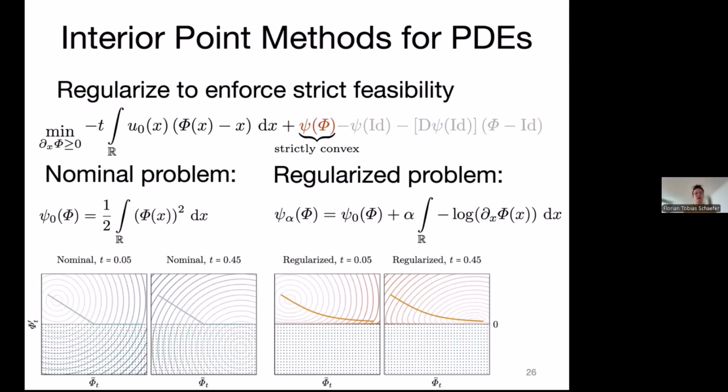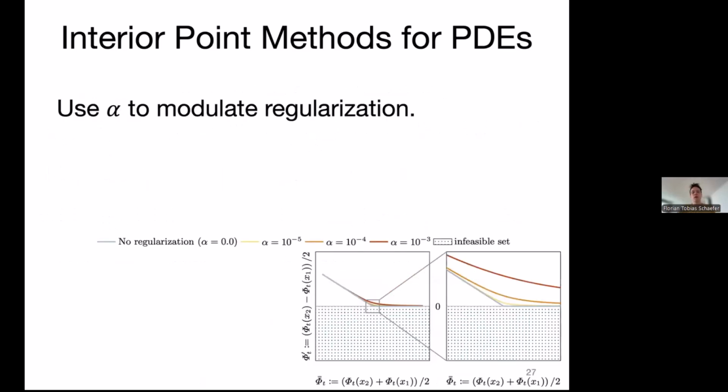And as a result, if we replace the Bregman divergence above, from using the quadratic norm to using this quadratic norm regularized with a multiple of the negative logarithm of the derivative, we see that now our trajectories, instead of hitting the boundary, asymptotically approach the boundary. And this weight alpha that we're using for the amount of regularization determines basically how aggressive we are in approaching the boundary of the constraint set.